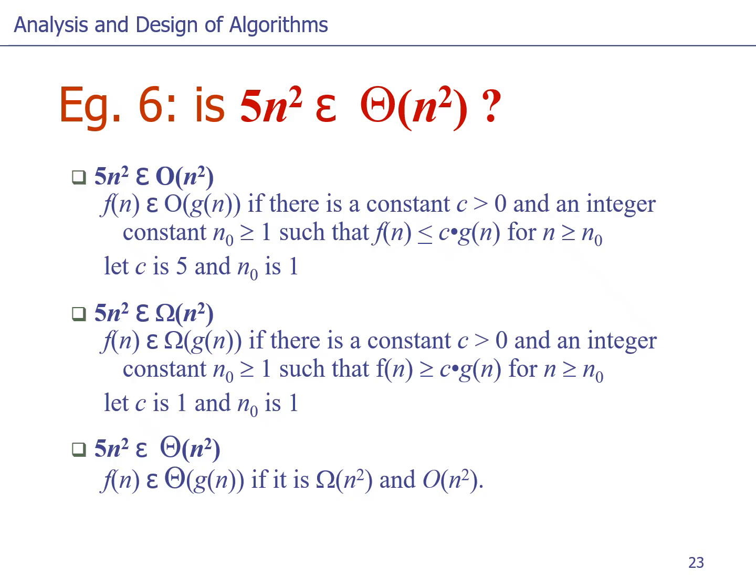Any curve in the variation of n squared that is below 5n squared will work. Okay? So for example, I could use just plain n squared. So c is 1, and consequently n naught will be 1. Since I have proven that it is in O of n squared and omega of n squared, then consequently it is in theta of n squared.